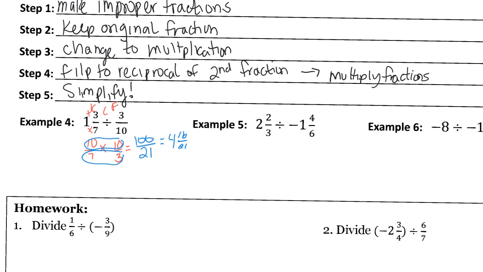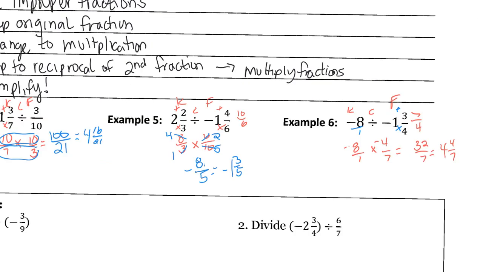All right, so try the next two. Try example 5 and 6 for me. Make sure you change them both into improper fractions, and that's what this 10/6 is here. And then you keep, change, flip. So you flip that 10/6 to 6/10. Then you have some cross products, and you should have gotten -1 3/5 for example 5. Example 6, make sure you change that to -8 over 1. There's no cross products here, so you just multiply and you should get 4 4/7.